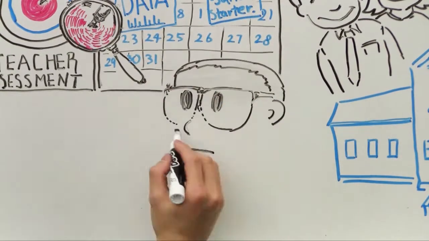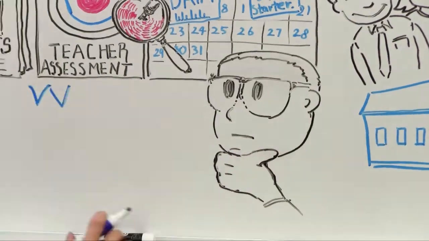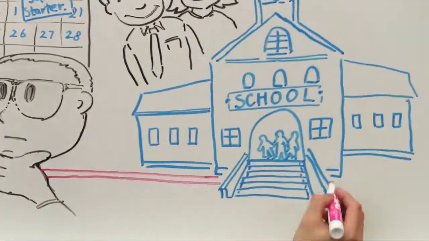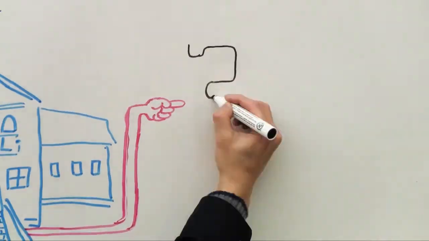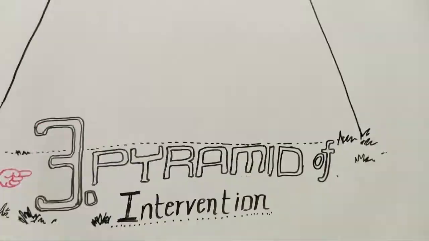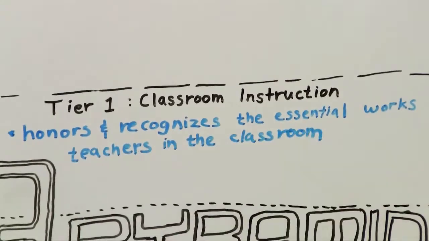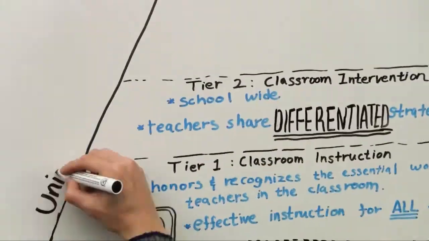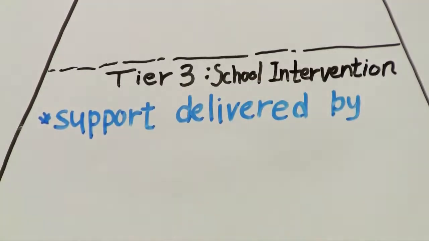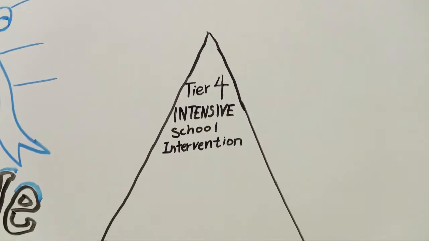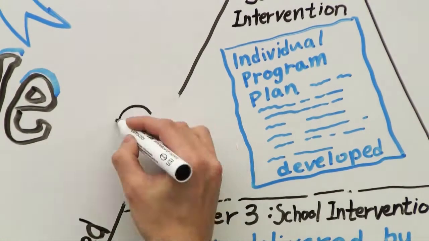So our assessments help to answer the question of who will we talk about. Next, the question of, so what will we do about it surfaces, and the answer exists within our pyramid of interventions. In this model, we articulate four tiers of intervention, moving from universal classroom instruction, followed by classroom interventions for our struggling students implemented by the teacher. Next come our school interventions, followed by our intensive interventions for those students still at risk.